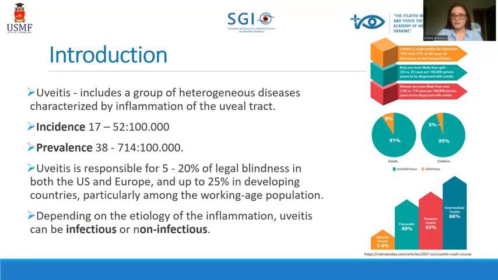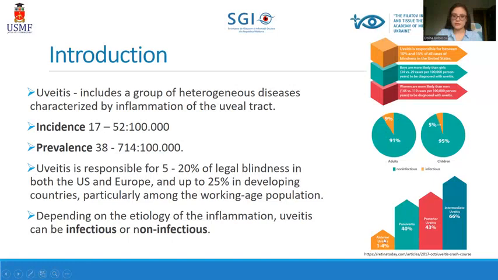About its incidence, in children it's more likely to be in boys than girls, and in adults, it's more likely to be in women than men. The greatest part are non-infectious uveitis, both in adults, 91%, and children, 95%. And the infectious form is about 9% in adults and 5% in children.